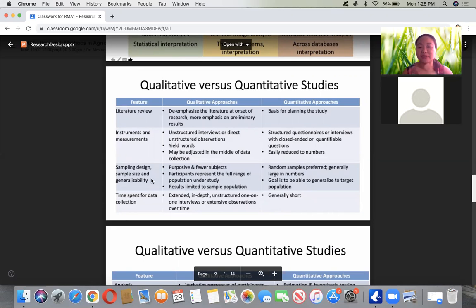So anyway, in continuation between the different designs and sampling, I will just make a wrap up later before we end so that you will get the idea. So in terms of sampling design, the sample size and generalizability, qualitative approaches can be purposive and fewer in subjects.